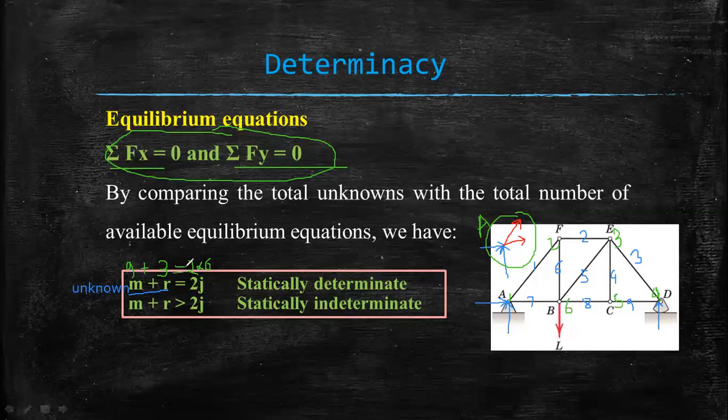If the number of unknowns is equal to the number of available equilibrium equations, the structure is a statically determinate structure. If the number of unknowns is more than the number of available equilibrium equations, then we call that structure a statically indeterminate structure. Clear? So basically you need to understand this. We need to remember: m plus r equals 2j for a statically determinate structure, and if m plus r is greater than 2j, then it is a statically indeterminate structure. Clear?